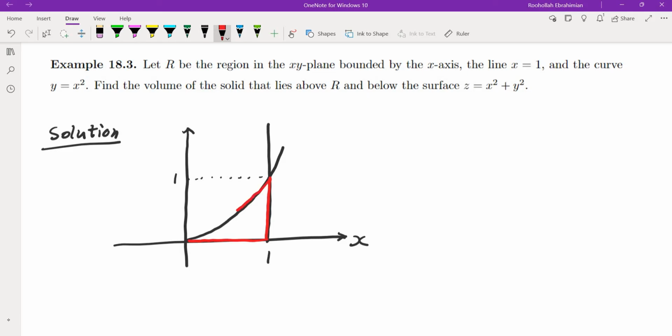Now we're going to have to look at this region and identify whether this is in fact a horizontally simple region or a vertically simple region. So how do we know if it is a horizontally simple region or a vertically simple region?